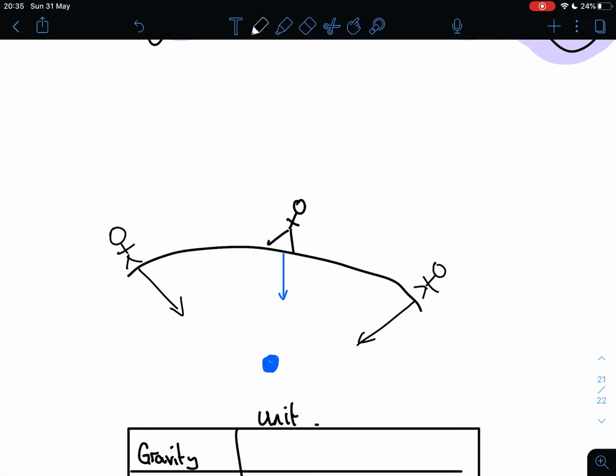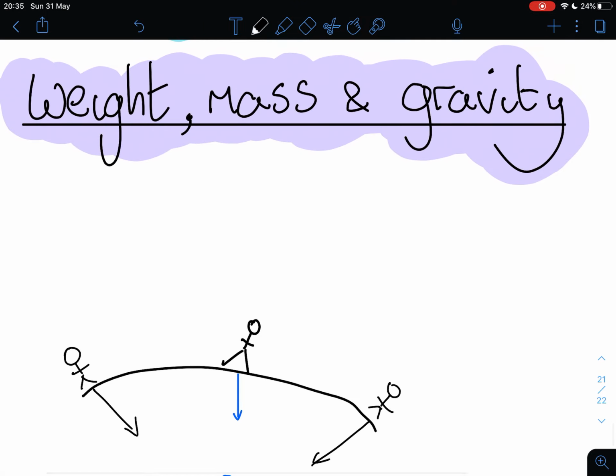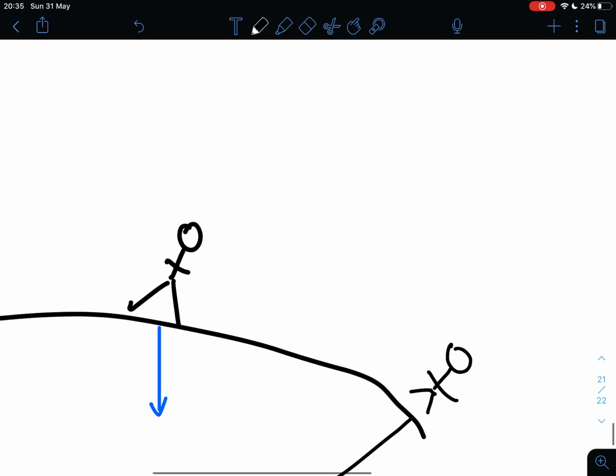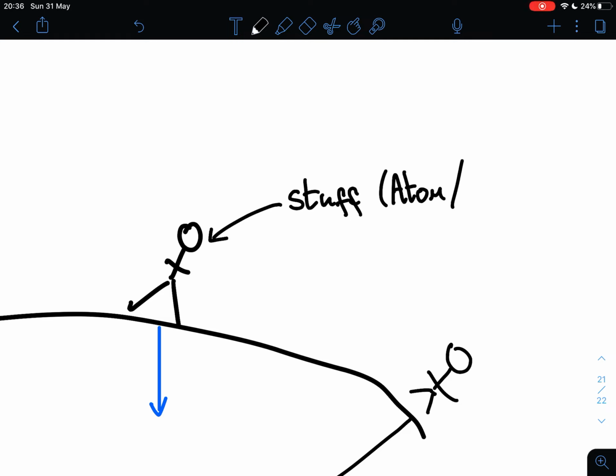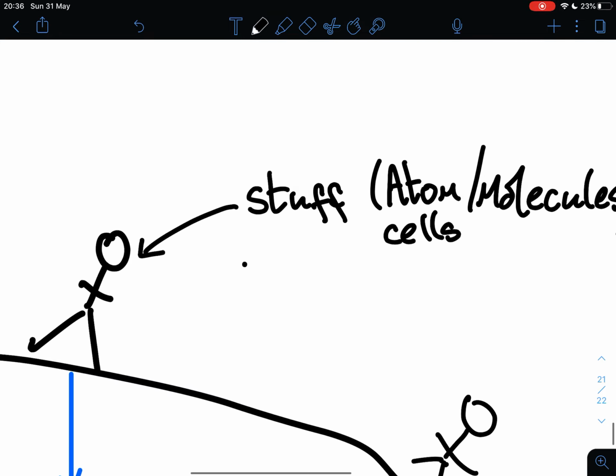So, what's causing weight, mass and gravity? Well, the first one is stuff. You are made of stuff. Stuff's a great word because you can have atom stuff. The atoms can get together and form things called molecules. You then form cells. It all means the same thing, stuff. So you are made of matter.